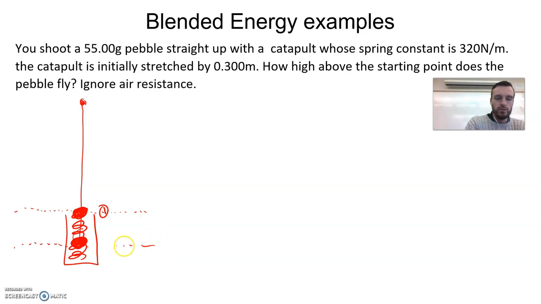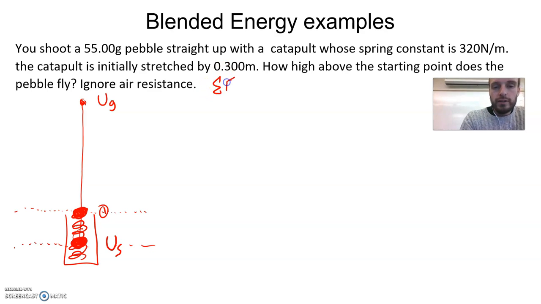And why do we choose to do that? Because then we only have spring potential energy at the beginning of our problem, and at the apex, we only have potential energy, relative to the height of that starting point. So let's see how this works.